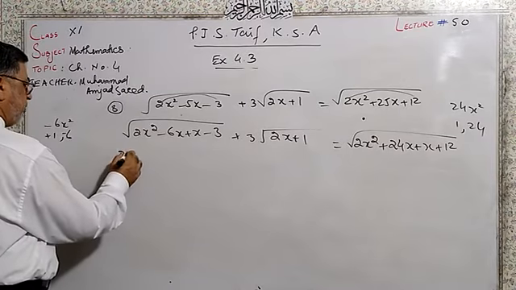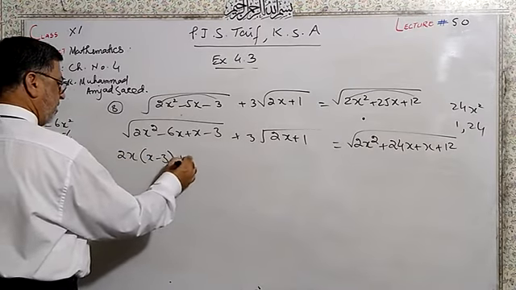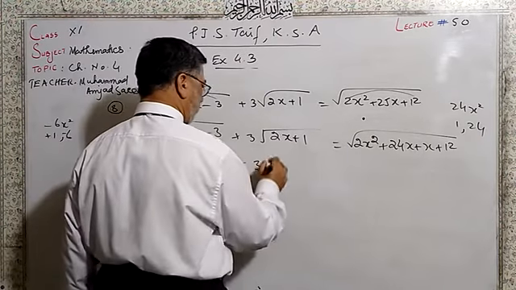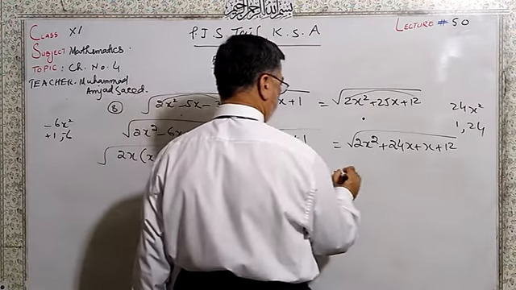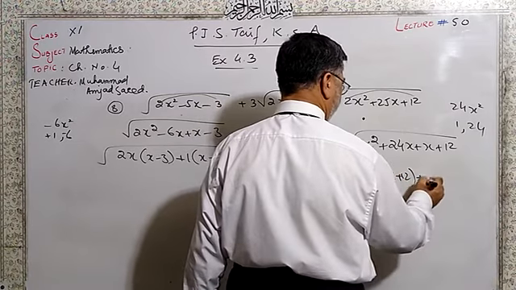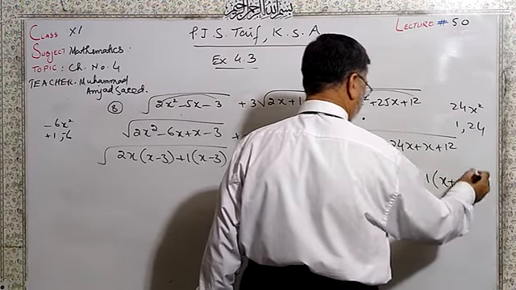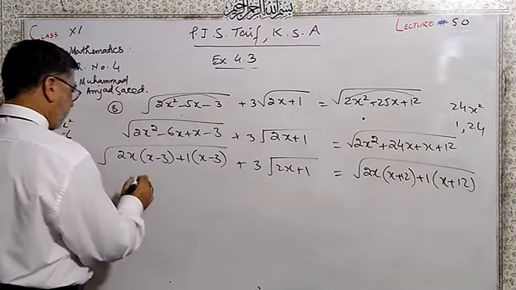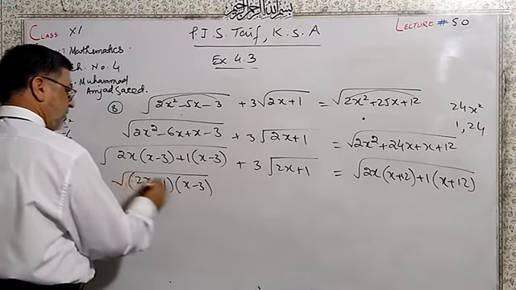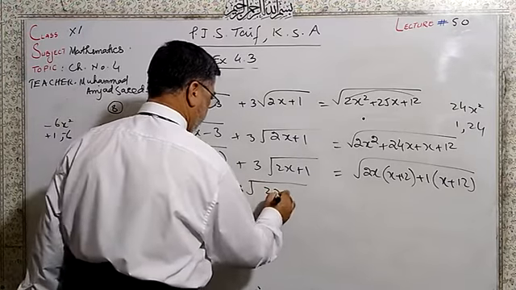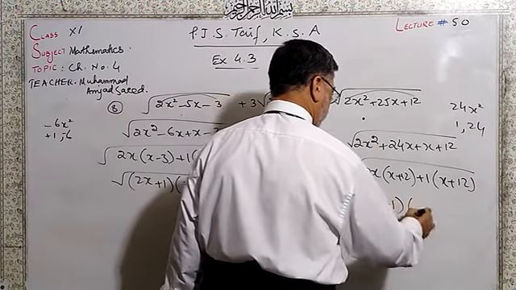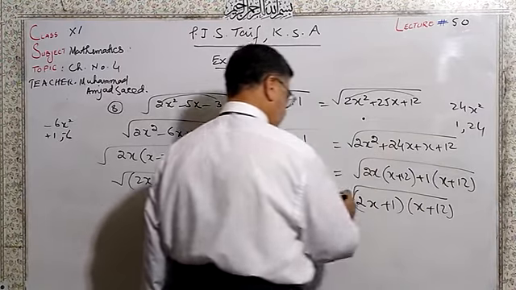Dear students, we can take 2x common, x minus 3, plus 1 common, x minus 3, whole under root. That will be 3 into root of 2x plus 1. 2x common, x plus 12, and plus 1 common, x plus 12, whole under root. So we have root of 2x plus 1 into x minus 3, whole under root. That is 3 into root of 2x plus 1. That will be root of 2x plus 1 into x plus 12, whole under root.